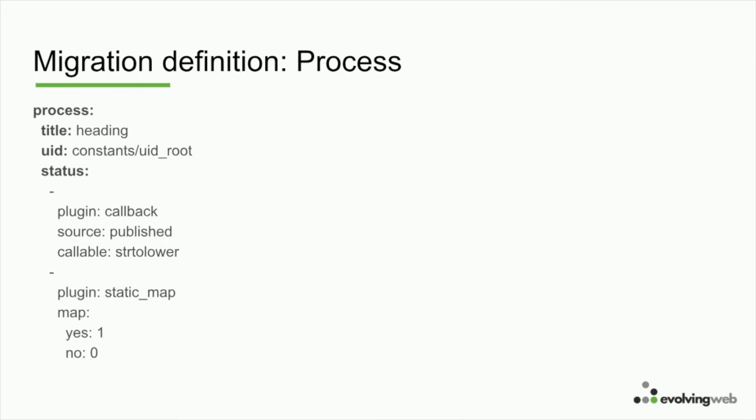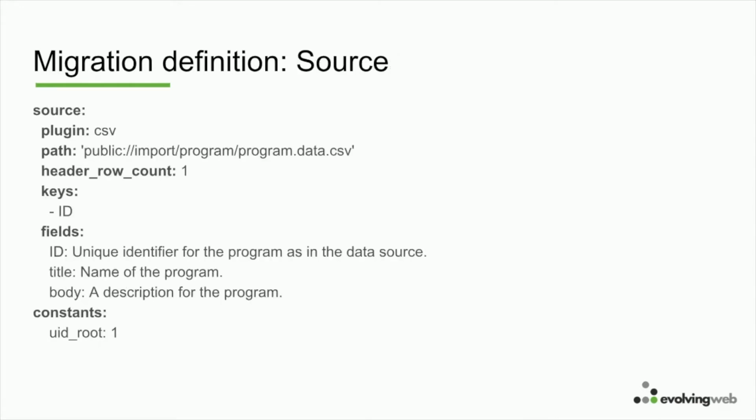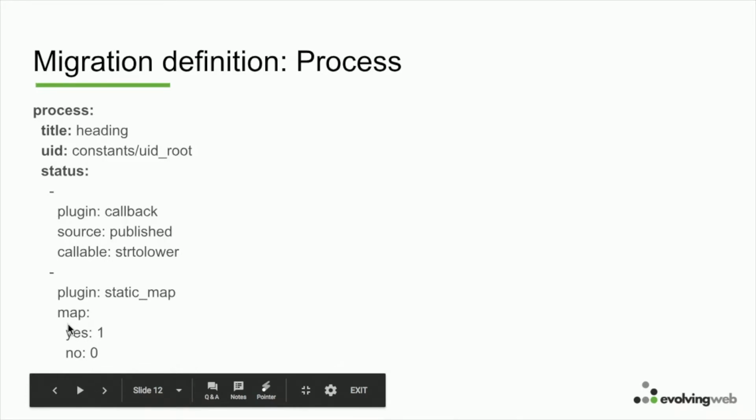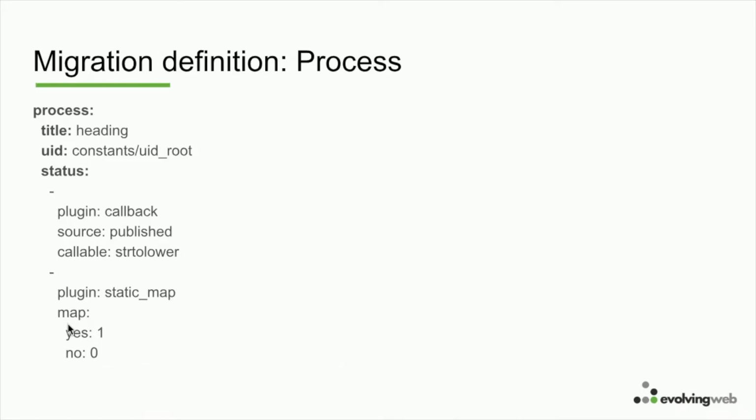So here, for example, the first line that we see, title heading, is for stating that the title attribute of the node that I'm going to create, the content, is coming from the heading column in the CSV. And for the UID, I'm saying something similar, but I'm referring to the constant that I had defined at the bottom of this page here. So this is how you refer to constants, because all my author IDs are going to be the same for all the imports in this migration.